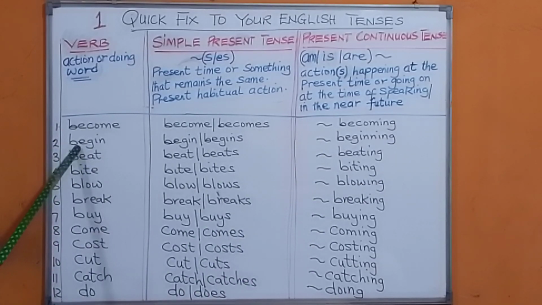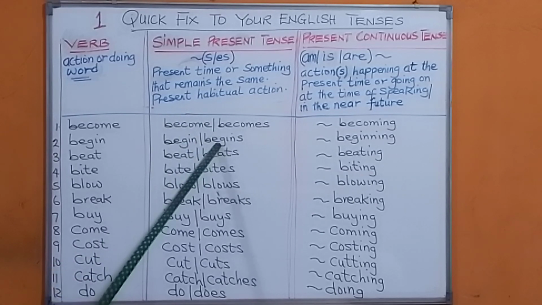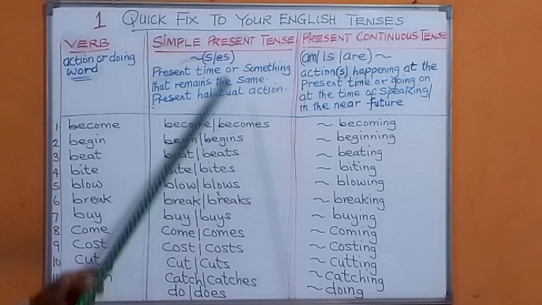Number 2, begin. The verb begin. When it's many, you remember begin. We begin the work. We begin the job. But when it's one, you say begins. You add S there. She begins the work. He begins the work.